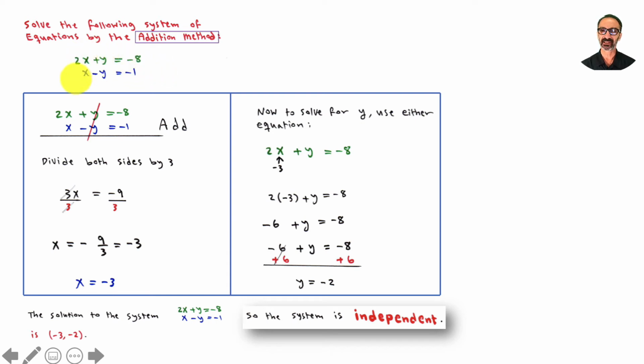If you want to cancel the x, they have to be the same amount but opposites, like 2x and minus 2x, or y and minus y if you want to cancel the y. So sometimes you want to multiply the second equation by negative 2 if you want to cancel x. Sometimes you end up multiplying both equations by numbers. It's not too much work, as long as you know what you're doing and you are getting the same amount with opposite signs, that should do it. Let me give you some examples.